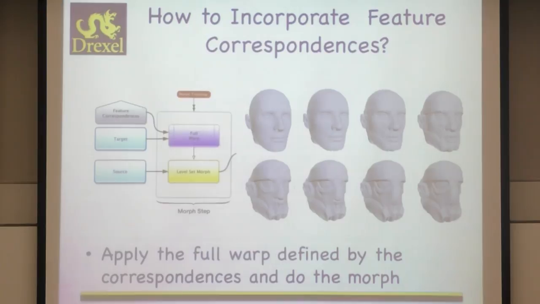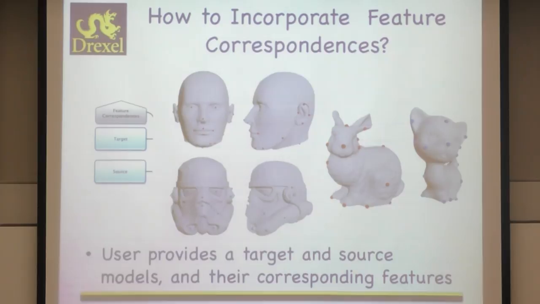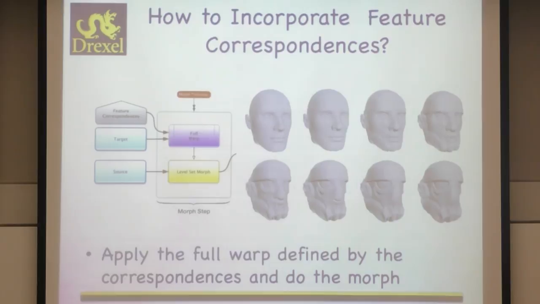And so it turns out that if you do this morphing, this warp, from the source to the target, you get this kind of distorted object. Remember what the stormtrooper looks like; we get something that's kind of distorted. So this is what is actually running in the level set morphing engine. We get this distorted thing. So we need to undo the warp that we have in the morphing stage.